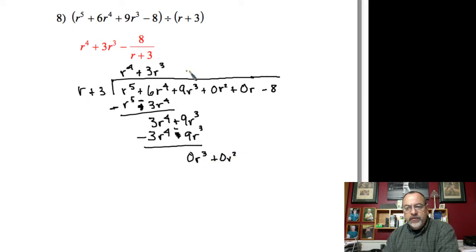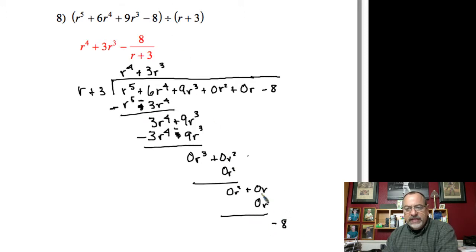Now, we could go through this whole process. I know this is going to be a 0r squared, and then I'm going to bring down 0r. And I know this is going to be 0r, so I'm going to bring down 0r, and then it's just going to leave me minus 8. So this is going to be my remainder.